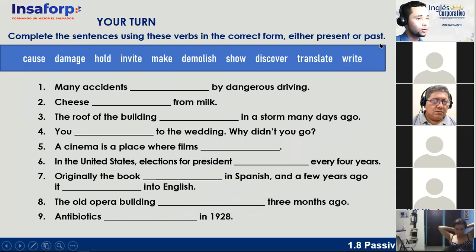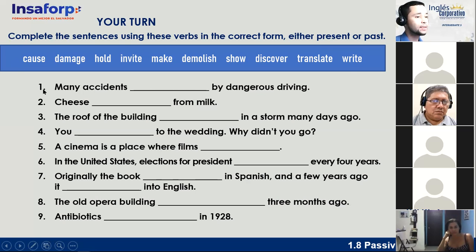¿Qué implica esto? Que dependiendo del contexto de la oración, vamos a ocupar el verb be en presente o el verb be en pasado. Algunas veces va a ser is or are, y otras veces va a ser was or were. Así que mucho cuidado ahí, ¿verdad? Si decimos, por ejemplo, many accidents, bla, bla, bla, by dangerous driving. Entonces, you're going to use the verbs from the box in passive voice.